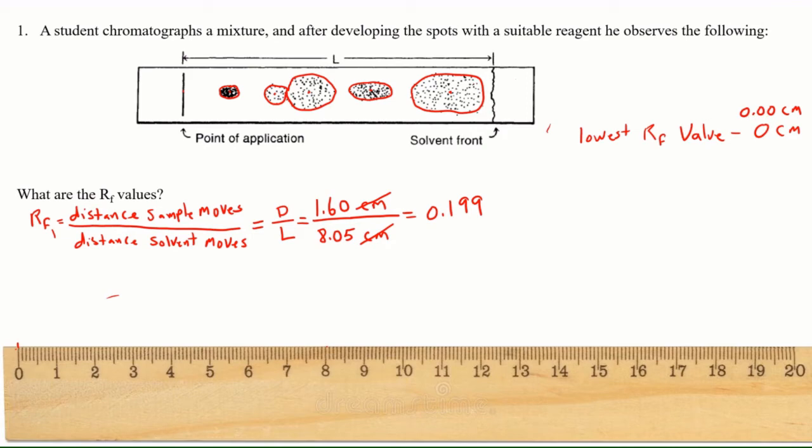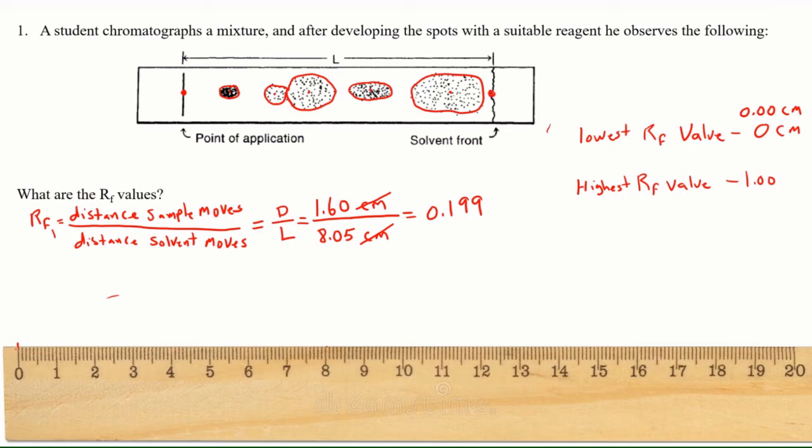That means the spot did not move. That means it remained right here. There was no movement at all. And the highest RF value that we can obtain will be 1.00. And 1.00 means the substance is traveling with the solvent. That means when I stop the chromatography, the substance is there along with the solvent.